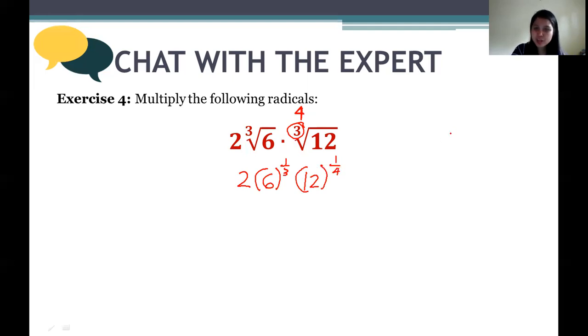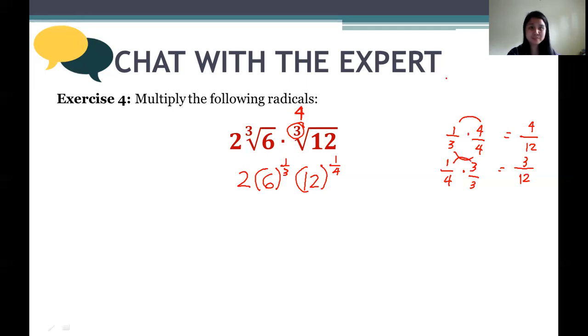So let's check. 1/3 and 1/4. What's the LCD? The LCD is 12. So to make 3 turn into 12, I'll multiply it by 4/4. 1 times 4 is 4. 3 times 4 is 12. For 1/4, I'll multiply it by 3/3. So 1 times 3 is 3. 4 times 3 is 12.